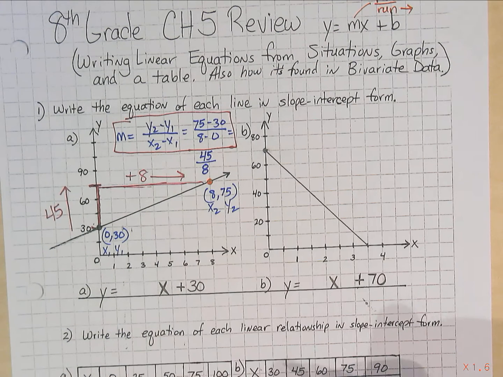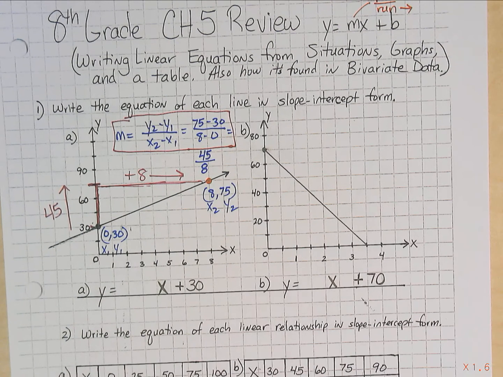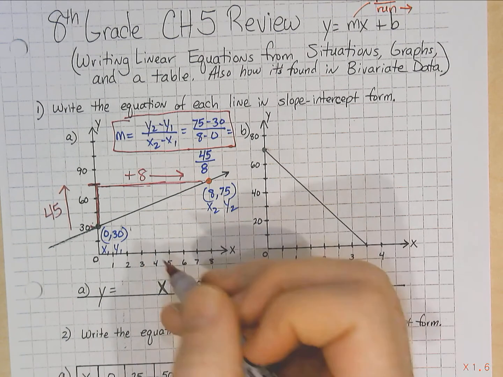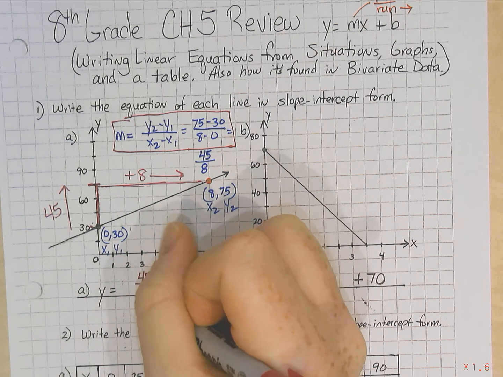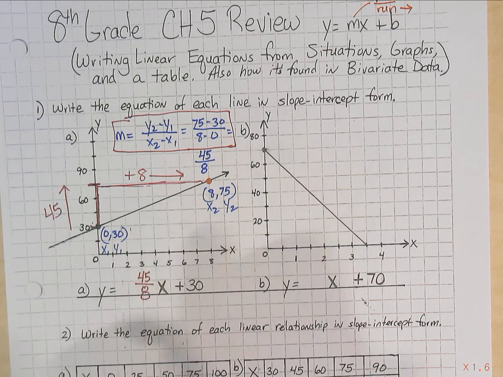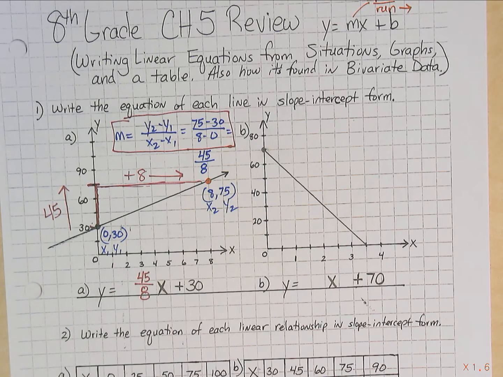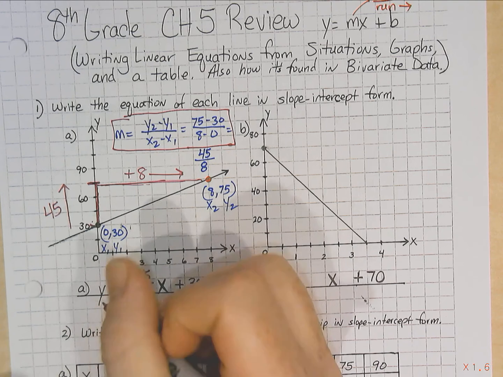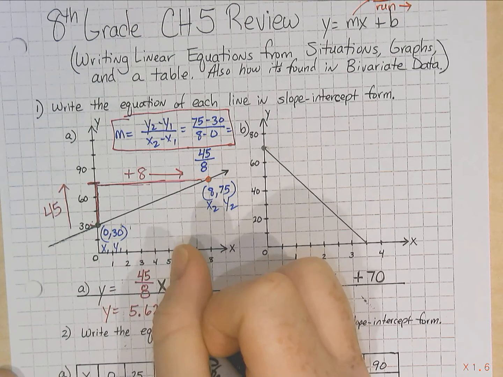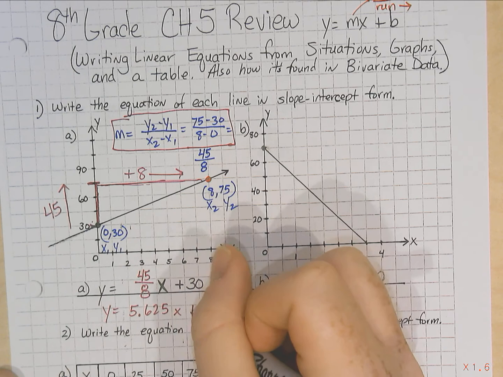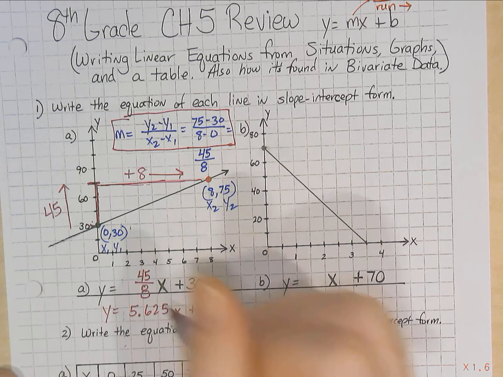I like to count. I like to go up, I like to go down, and then over. So the slope here is going to be 45 over 8. You can write it as a decimal, but I'm going to just leave it like that. I think it's fine. Nothing wrong with that. A decimal, if I'm not mistaken, is going to be 5.625 as a decimal, x plus 30. So this could also be your equation.